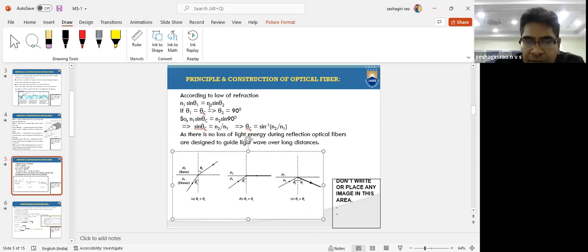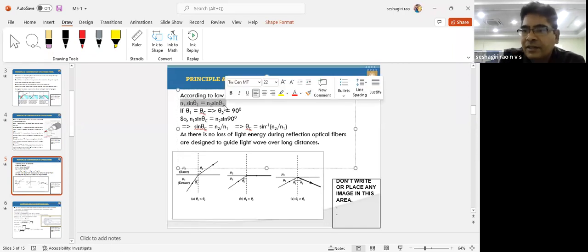So n1 sin theta 1 equals n2 sin theta 2, right? This is your denser medium and this is your rarer medium. As we have seen, when a ray of light travels from the denser medium to the rarer medium, the refracted ray will move away from the normal. If you take that angle as theta 2, and the angle of incidence between the normal in the denser medium as theta 1, we can write the relation as n1 sin theta 1 equals n2 sin theta 2. Right? This is the Snell's law we are acquainted with.